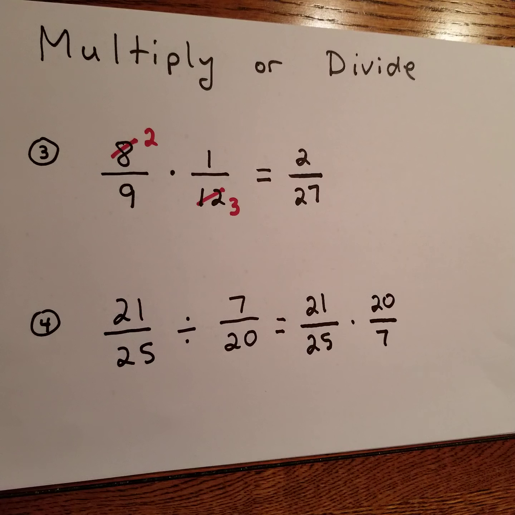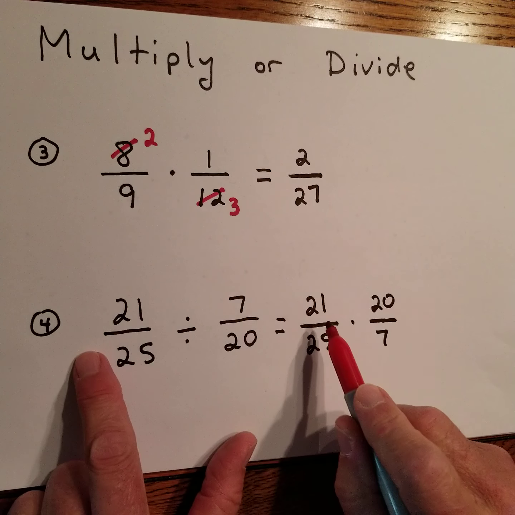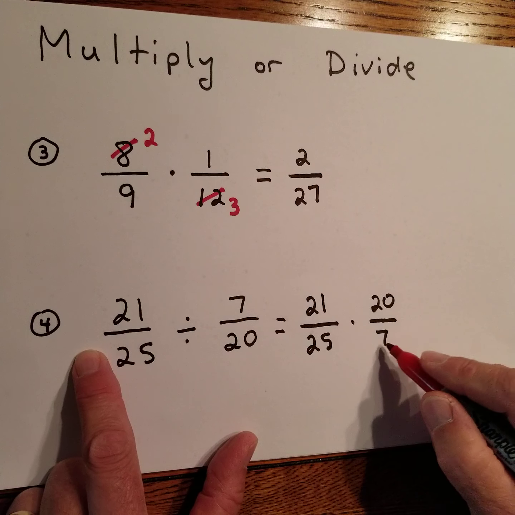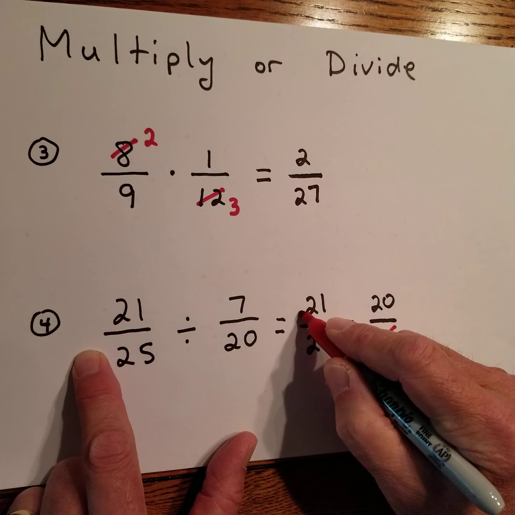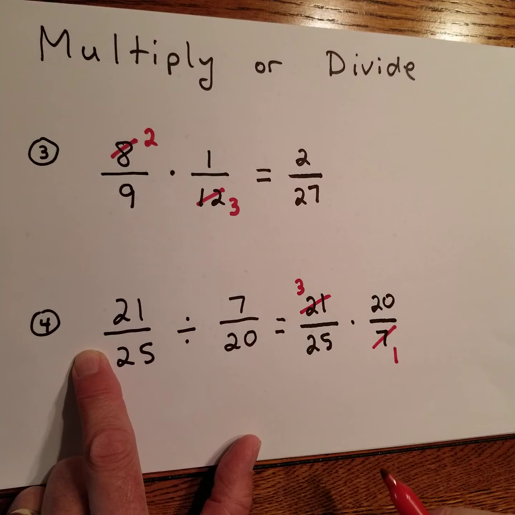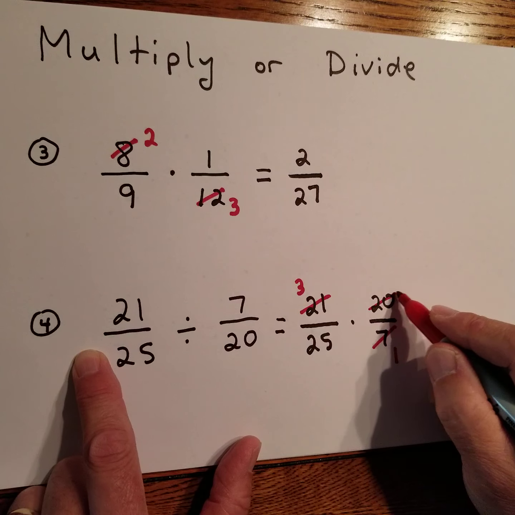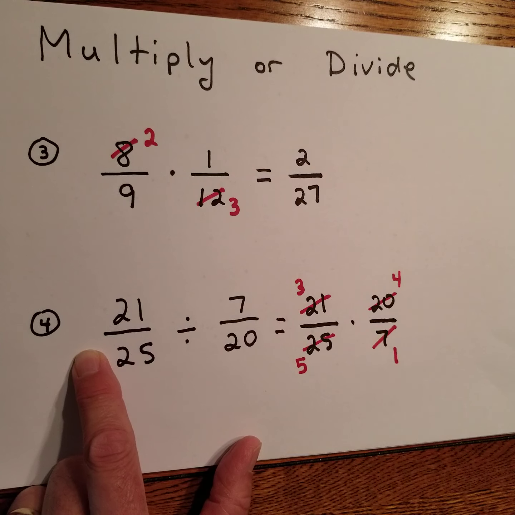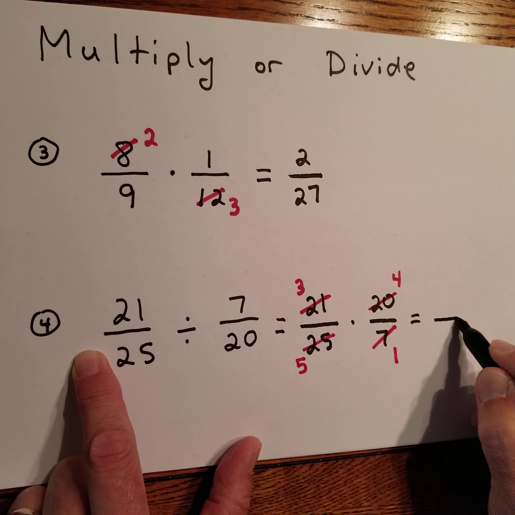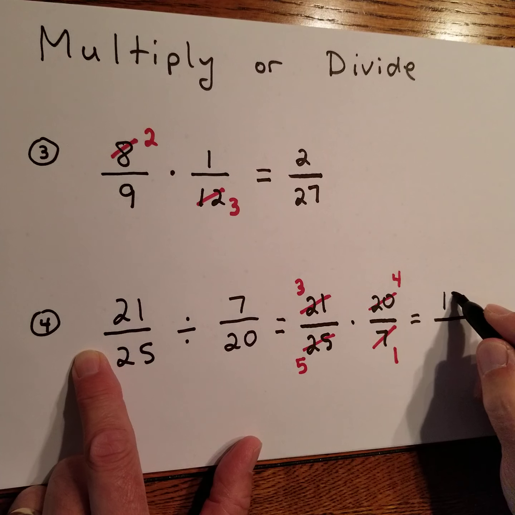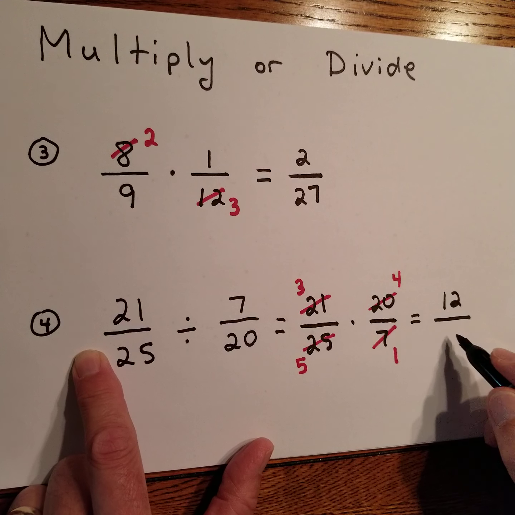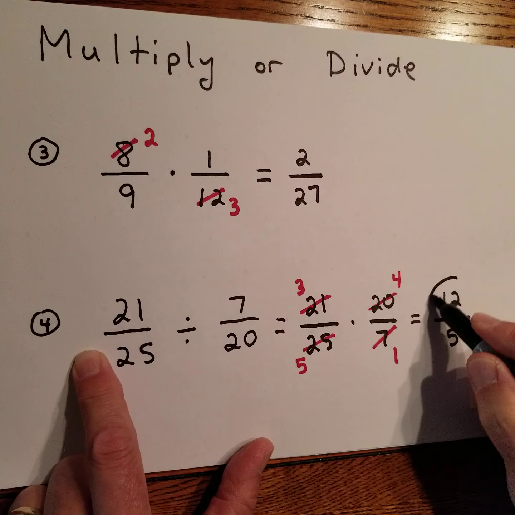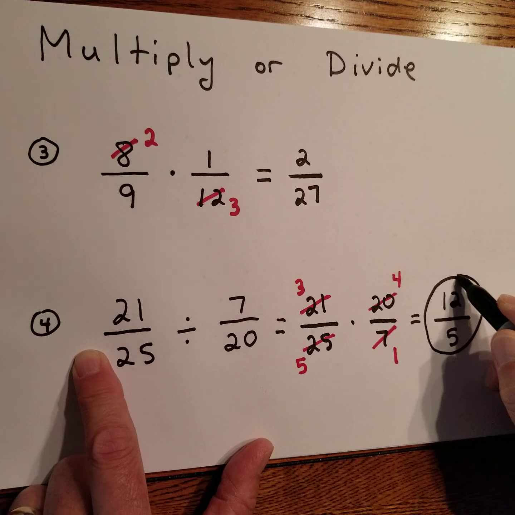Now look for things that reduce. Any numerator with any denominator. I'm noticing 21 and 7. Divide by 7, divide by 7. But look, 20 and 25, those reduce as well. Divide by 5, divide by 5. Now we're ready to multiply. Multiply the numerators, 3 times 4. Multiply the denominators, 5 times 1. That's a great answer for number 4.